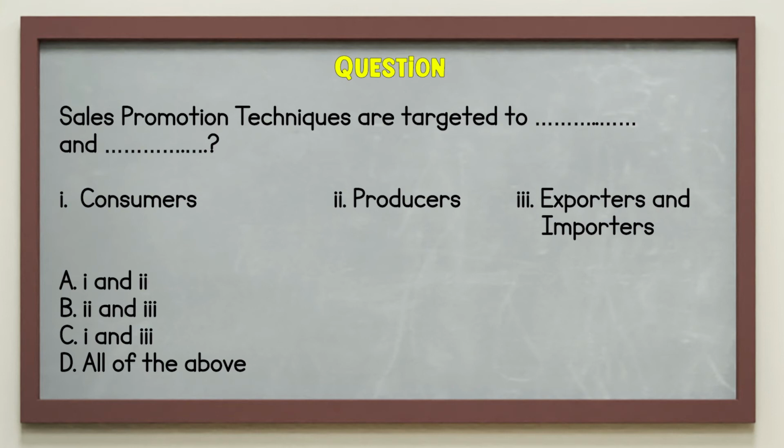Question. Sales promotion techniques are targeted to something and something. 1. Consumers, 2. producers, 3. exporters, and 4. importers. A. 1 and 2. B. 2 and 3. C. 1 and 3. D. All of the above.